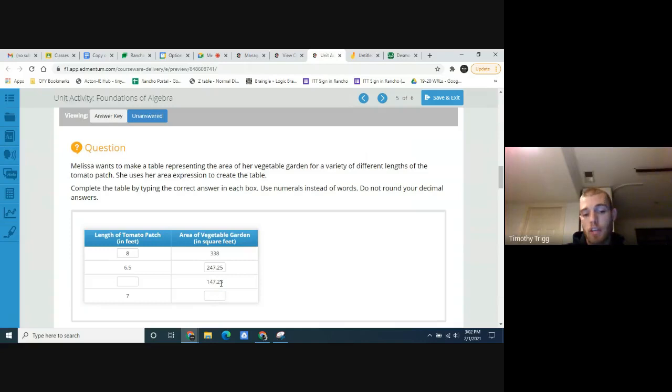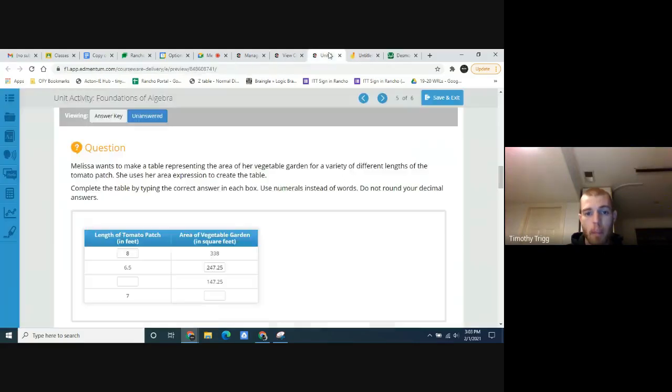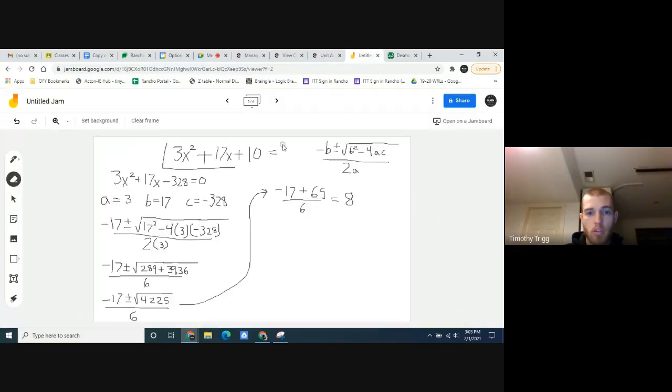Now I want you to try the next one. In this case, instead of 338, it'll be 147.25. Go ahead and look at that example. Pause it if you need to. It'll be the same equation here, except instead of 338, the number that would go here would be 147.25.